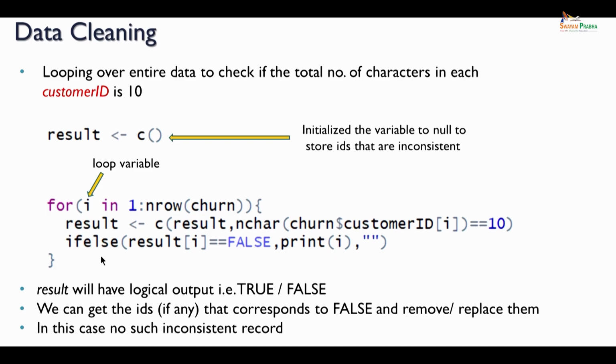And in the next line we have used the if else function. Whenever the result is equal to false, I am printing those IDs using print of I, and I have separated them using a space, that is why I have specified double quotes here. So, the result will have now logical output, that is only true or false, because the condition is a logical condition. Now, we can get the IDs that correspond to false, which will be helpful for us to remove or replace those false values, but in our case there are no inconsistent records. So, now we know that all the customer IDs are of only 10 characters, there are no values which are greater than 10.